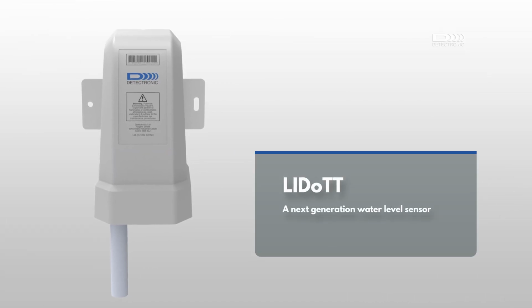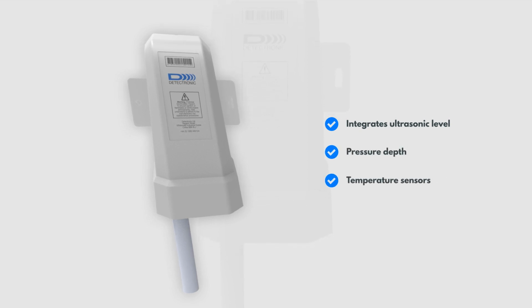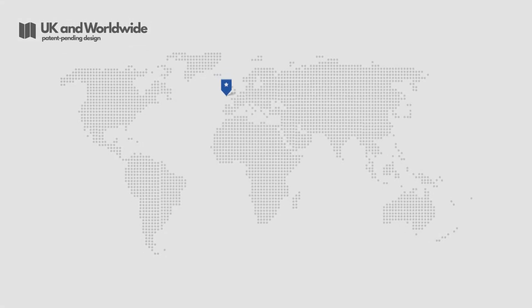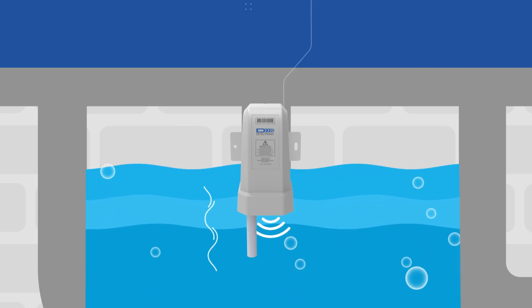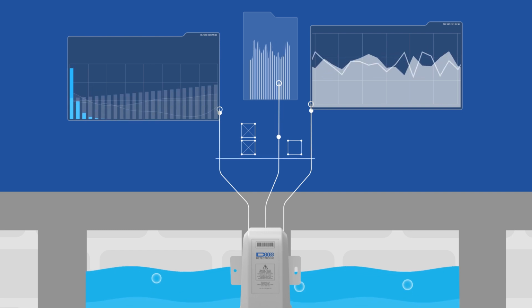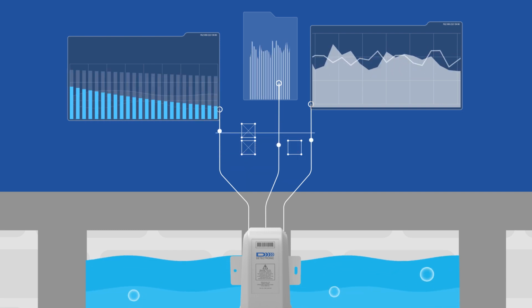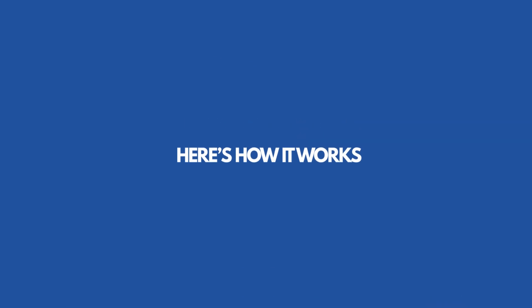LIDoTT is a next-generation water level sensor. It integrates ultrasonic level, pressure depth and temperature sensors into one compact device. LIDoTT is a unique UK and worldwide patent-pending design. On rising and falling water levels, LIDoTT seamlessly transitions from ultrasonic level measurement to pressure depth measurement and back again, delivering continuous data. Here's how it works.